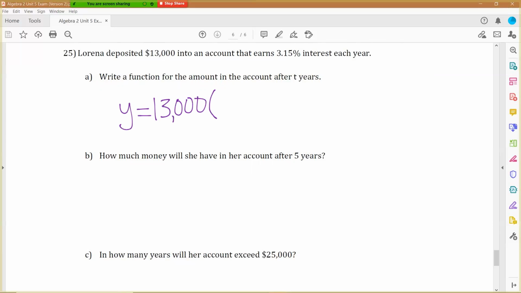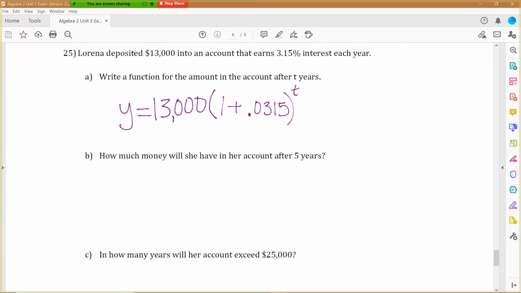If we're earning money, we're going to use 1 plus 3.15% converted to a decimal is 0.0315. And our exponent, we don't know. T years is all it says. So we're going to use T for our exponent to represent the number of years that we're talking about. So that's it for part A. It's worth 2 points.